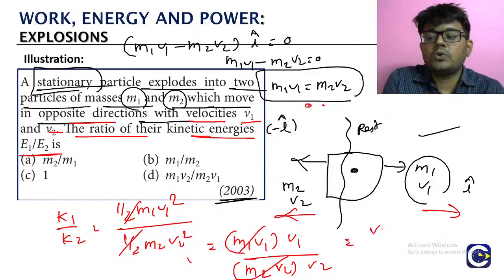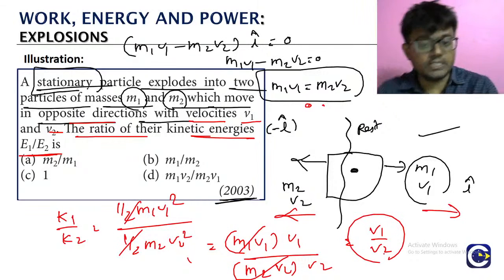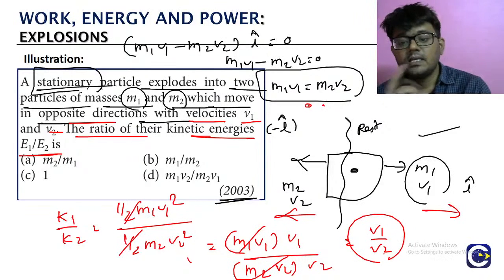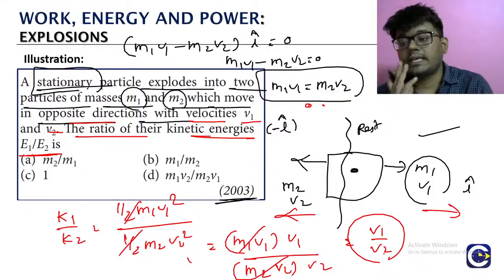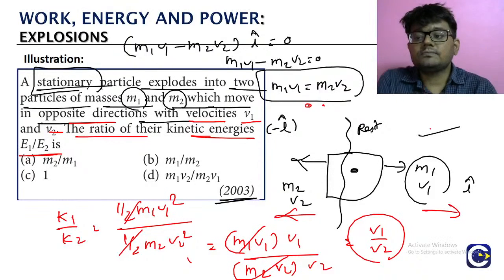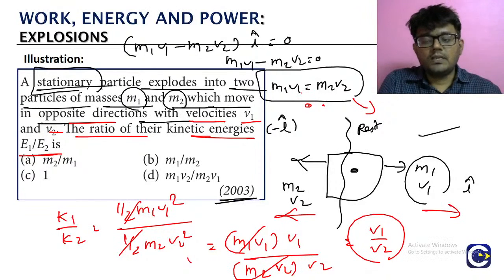So what is the ratio? v1 by v2 came. But look at the answer options, it is not v1 by v2. So K1 by K2 is equal to v1 by v2, but the option is not v1 by v2. Then we have to think, can we write it in terms of the mass ratio? Look, m1 v1 is equal to m2 v2, right? m1 v1 is equal to what?